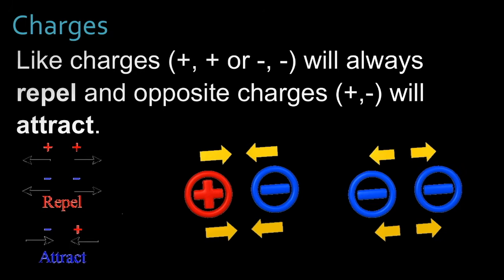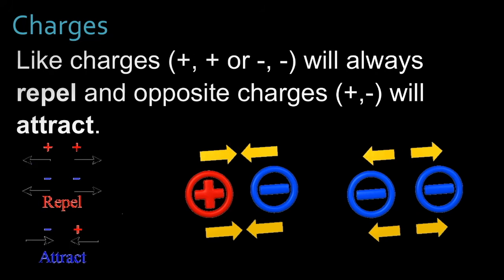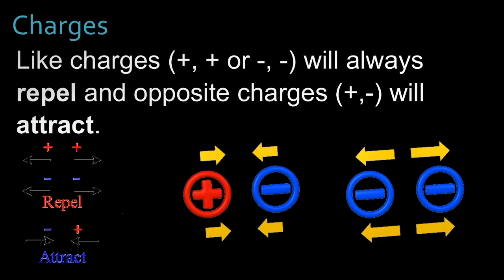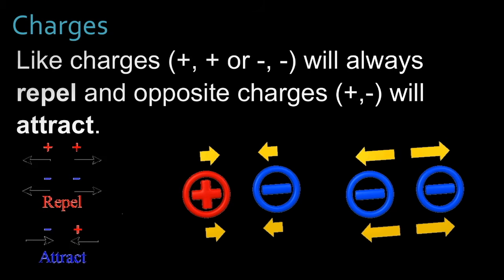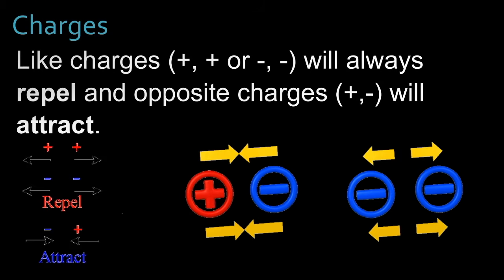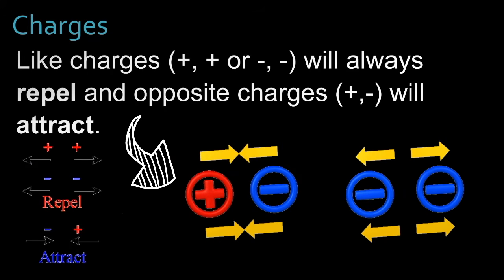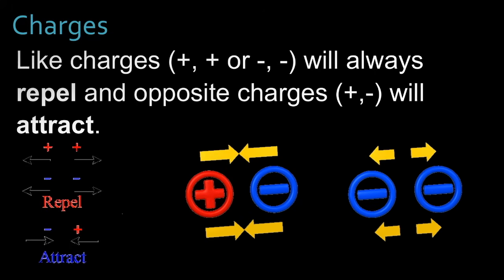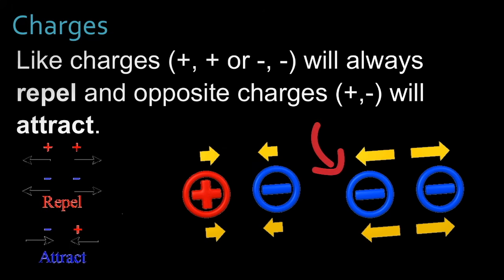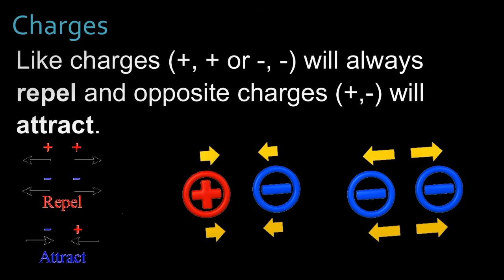When we refer to charges in this section, like charges, which means a positive and a positive, or a negative charge and a negative charge, will always repel one another, and opposite charges like a positive charge and a negative charge will attract each other. As you can see in the diagrams here, positive and negative will pull towards each other, which means there is an attractive force between them, and negative and negative will repel one another, which means they'll push away as there is no attractive force between them.